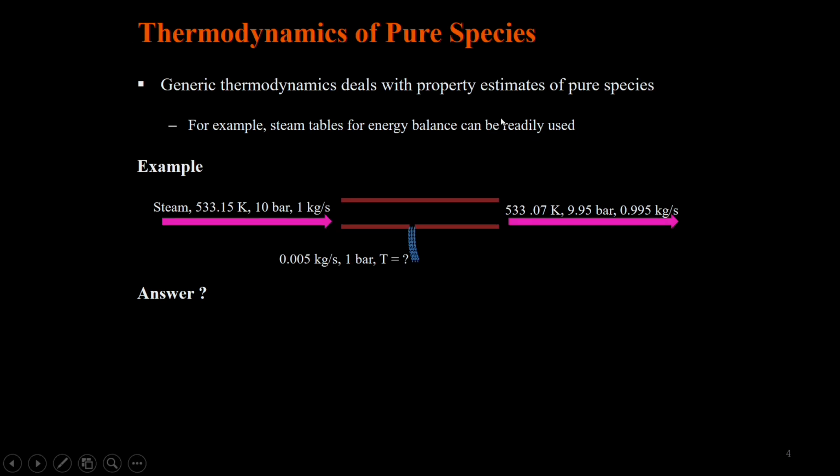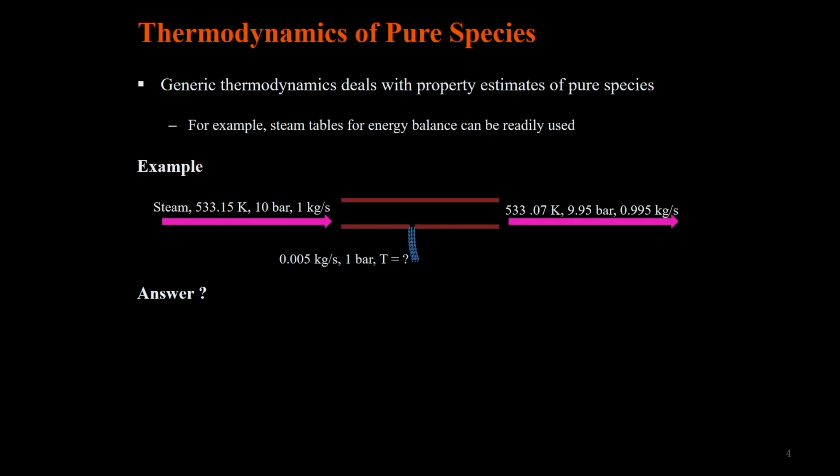For example, let me give a quick example. If I have a pipe which carries steam at a certain flow rate, let's say 1 kilogram per second at high pressure, 10 bar, and the steam is at 533 Kelvin. If there's a small pinhole in this pipe, the steam is going to leak out. The downstream pressure is going to be a little lower than 10 bar, 9.95 bar, and the leak rate is about 0.05 kg per second.